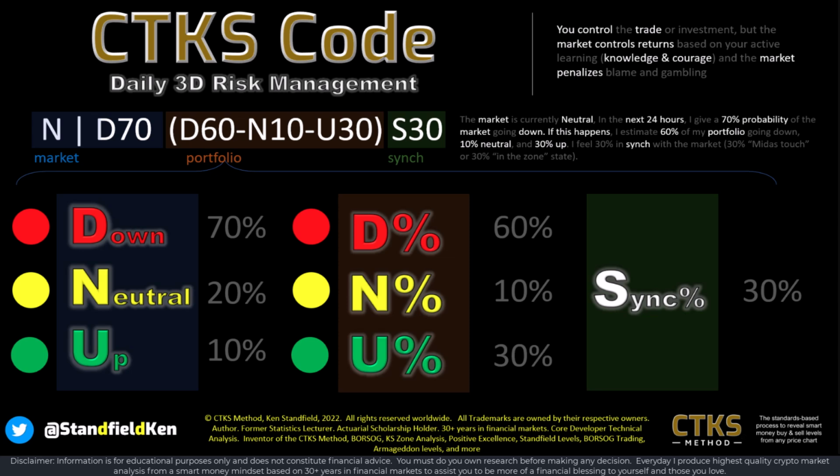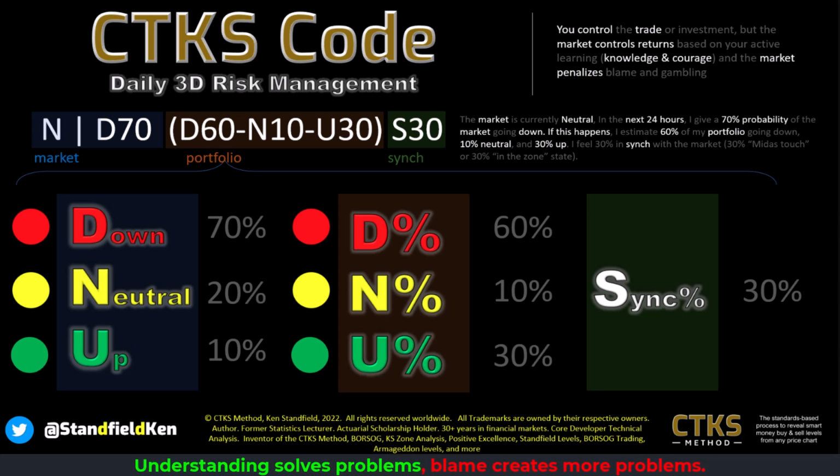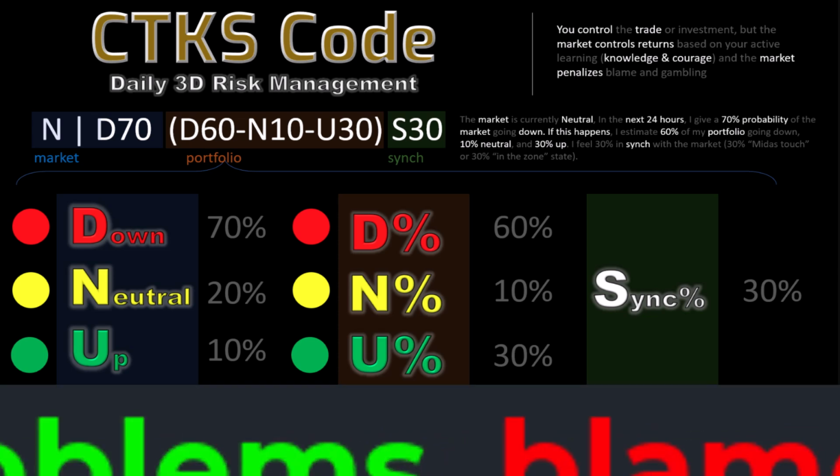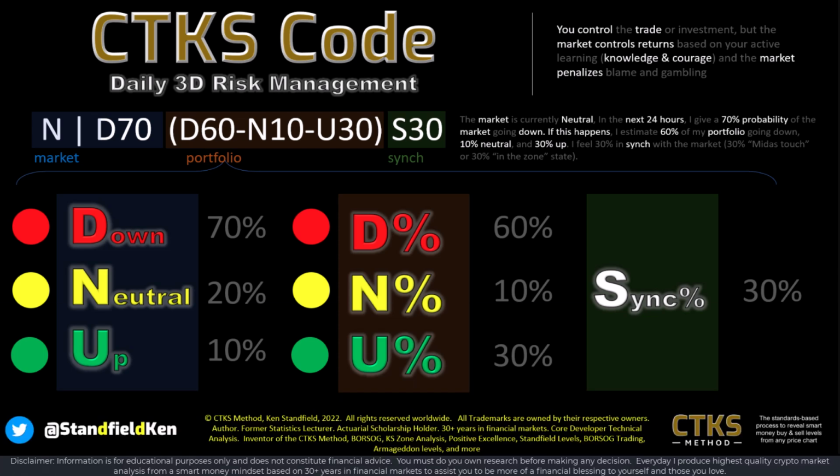Now, why do I think that? Because junk bonds are rallying. The S&P 500 is rallying. The DXY and the yields are showing weakness. We talk about cross-dependency a lot inside the service.